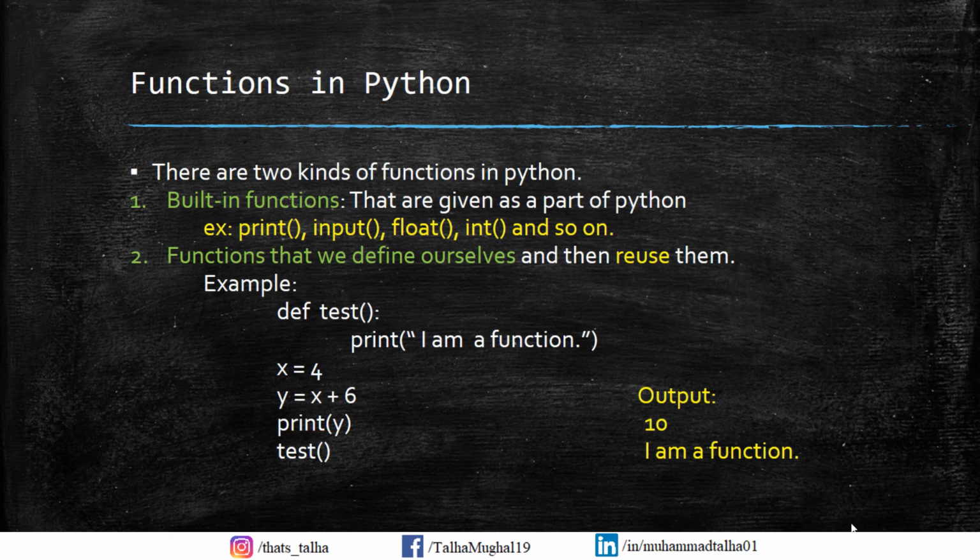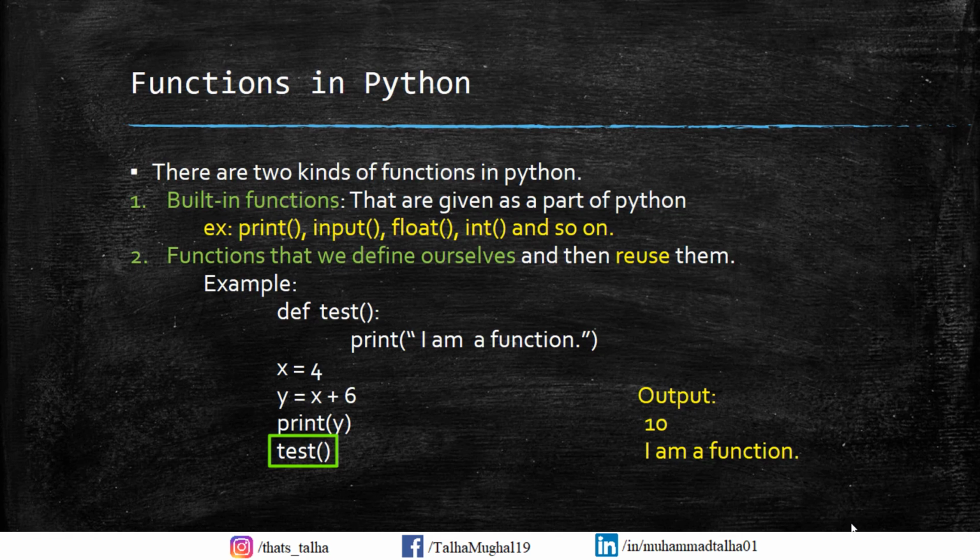So when I go ahead and try to execute this program, the output will be like this: 10, I am a function. Now 10 is the answer of y, which was x plus 6. And after that, I just called the function that I defined previously, which was test.